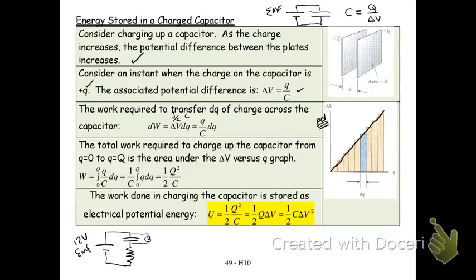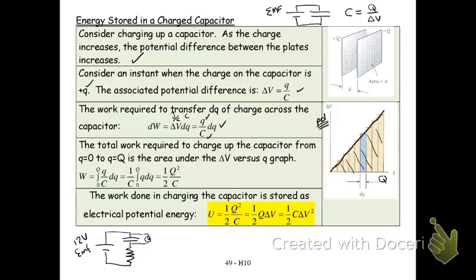And if I look across here, my potential difference is my charge divided by my capacitance, multiplied by the little bit of charge. So then I say, well, the total work required to charge up the capacitor from nothing to big Q is the area under this graph, where this is big Q. It's a triangle, isn't it? So the area is going to be half of Q times delta V.